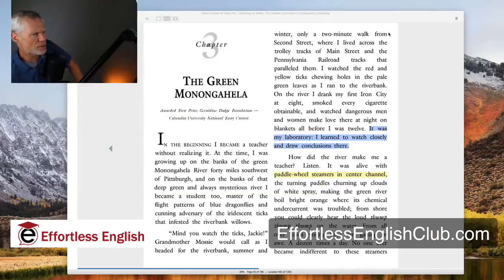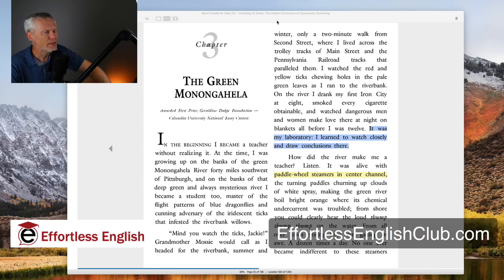Okay. Chapter 3. The Green Mon... how do I pronounce this word? Monongahela. All right. Obviously, you can probably tell that's not a normal English word. That's just some name. Monongahela. I don't know what language that comes from, that name. But it's the name of a river in his hometown where John Taylor Gatto, the author, grew up. I can't pronounce that. Monongahela.